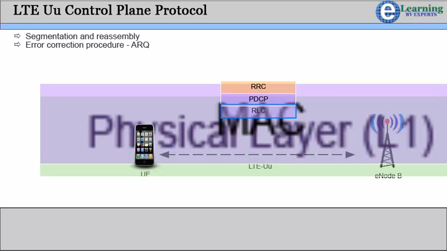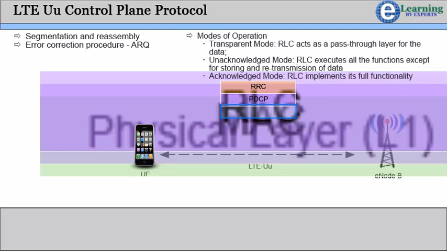RLC is responsible for segmentation and reassembly as well as the error correction procedure, through automated repeat request or ARQ. An RLC entity can be configured to perform data transfer in one of the following three modes: transparent mode or TM, where the RLC acts as a pass-through layer for the data; unacknowledged mode or UM, where the RLC executes all the functions except for storing and retransmission of data; and acknowledged mode or AM, where the RLC implements its full functionality.